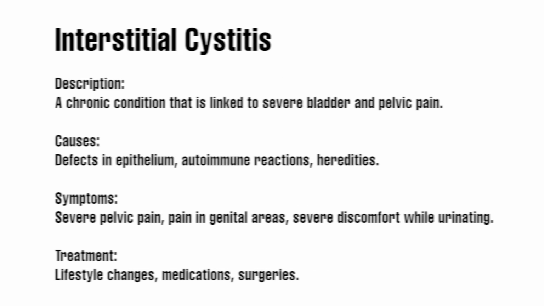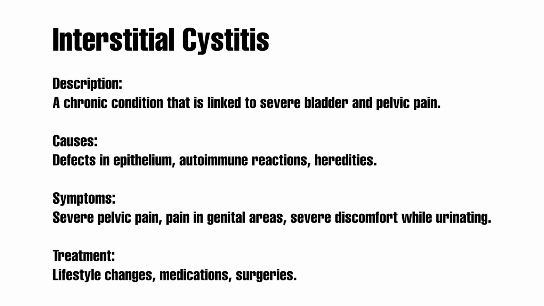Up next is interstitial cystitis. This is a chronic condition that is linked to severe bladder and pelvic pain. Causes for this condition are defects in epithelium, autoimmune reactions, and heredities. Symptoms include severe pelvic pain in the genital areas, and severe discomfort while urinating. Treatment options include lifestyle changes, medications, and surgeries.